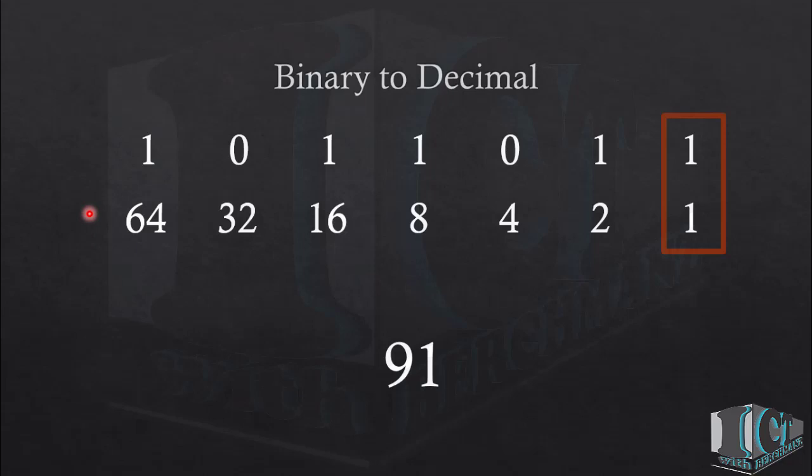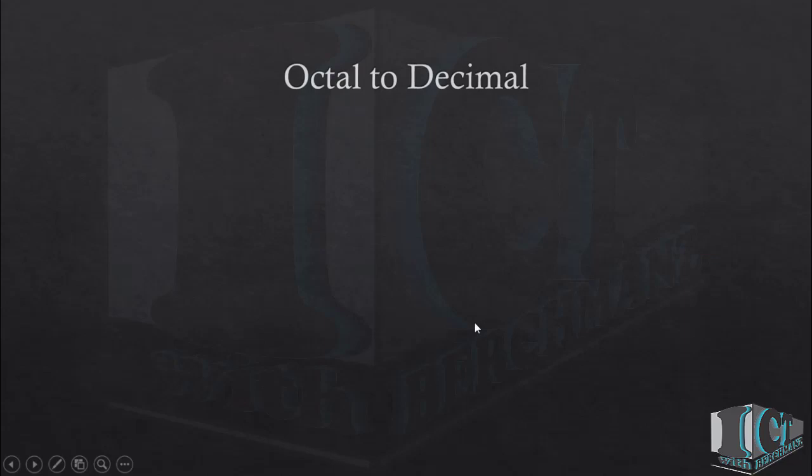Now to convert any other number, that is octal and hexadecimal, we use a very similar method. The only thing that changes is the place values. Let's look at octal to decimal. We are going to convert this particular octal number, that is 746 base 8, to a decimal number.